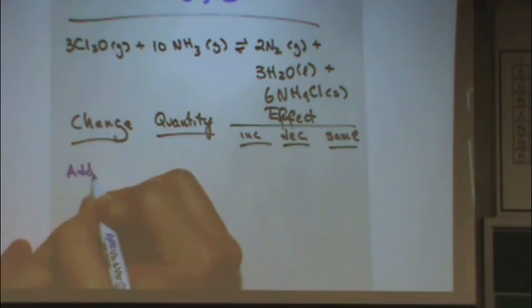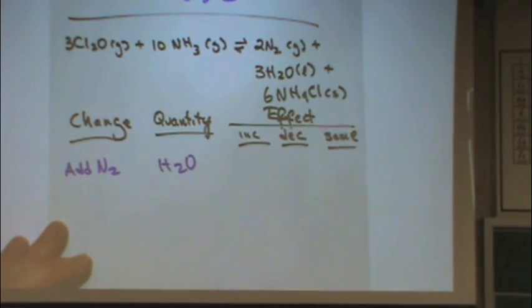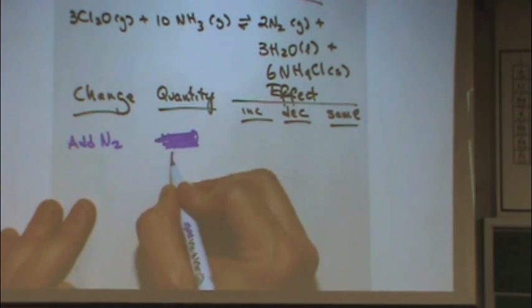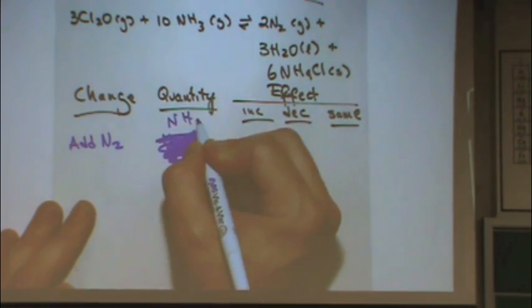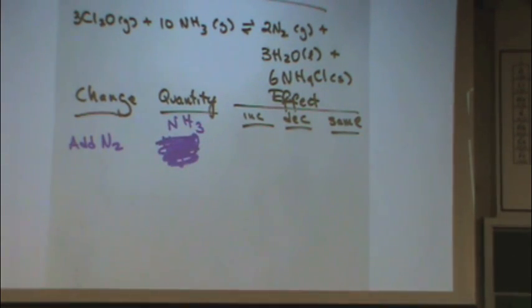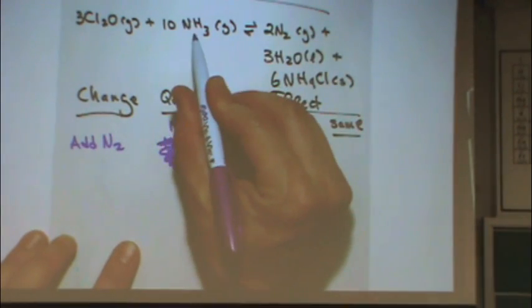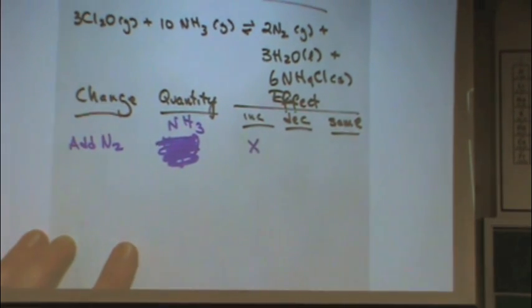I want to add N2, and what does that do to NH3? Okay, if I add N2, what is that going to do to NH3? If I add N2, it'll shift to the left and increase the concentration or partial pressure of NH3. So I'm going to put an X in the increase column there.